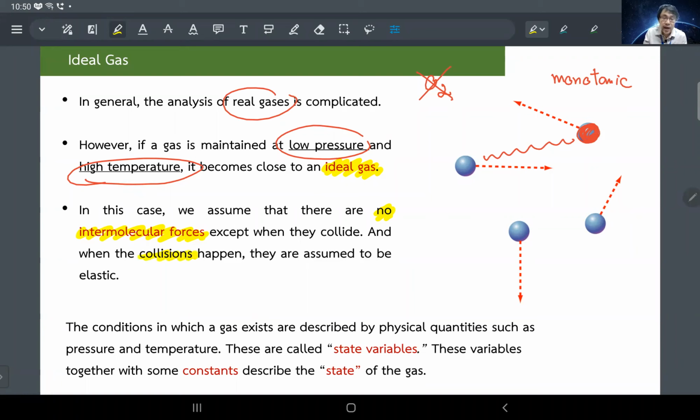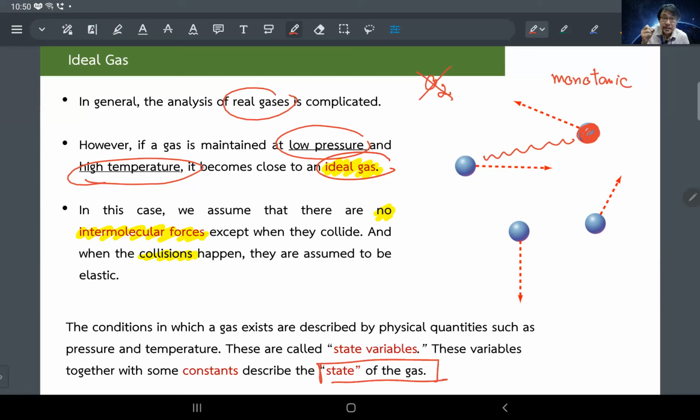As long as you have an elastic collision, remember from the momentum back in the Newtonian days, 101, then you don't lose any energy during that collision. So I think it's fine. Collision is allowed because that is the mechanism that changes the direction of the gas and makes it random. That's kind of nice to have. So if we agree with this setup, we say that we are dealing with ideal gas, we have some variables that we can use to explain the state of the gas.